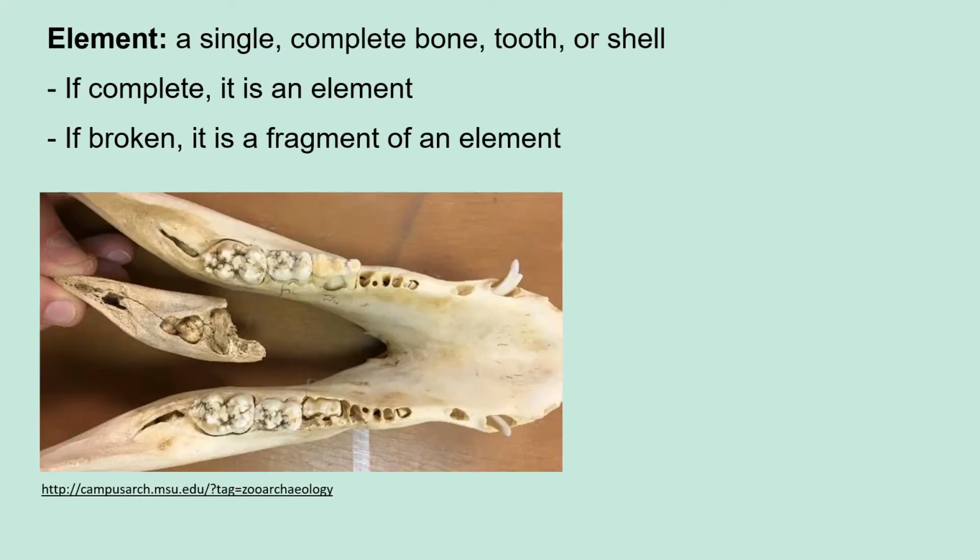An element is a single complete bone, tooth, or shell. If it's complete, you simply call it an element. If it's broken, it's a fragment of an element.